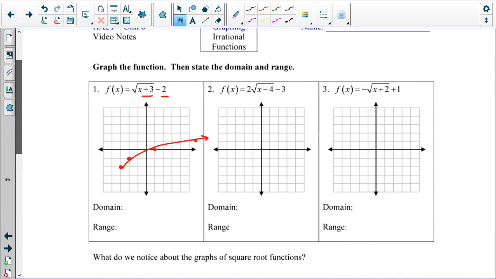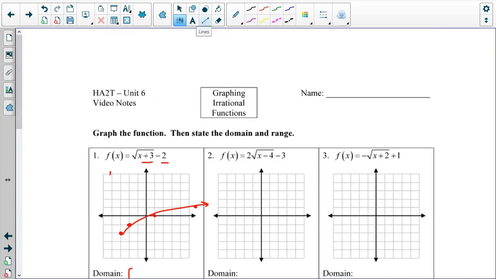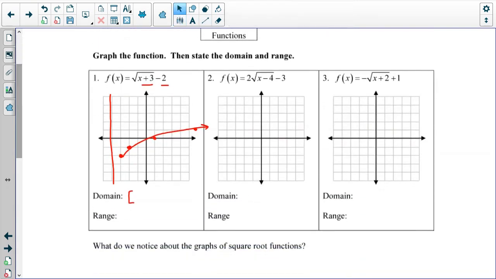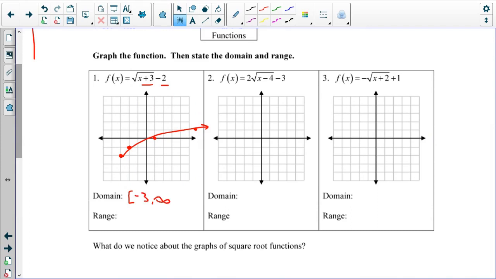The domain is all the x values that come in. If I scan for a domain, it starts at x equals -3 and moves along. So my domain is from -3 to infinity, and my range, if I scan for a range, comes from -2 up until infinity. So the range is -2 to infinity.